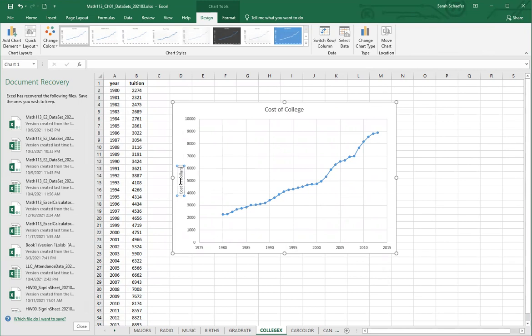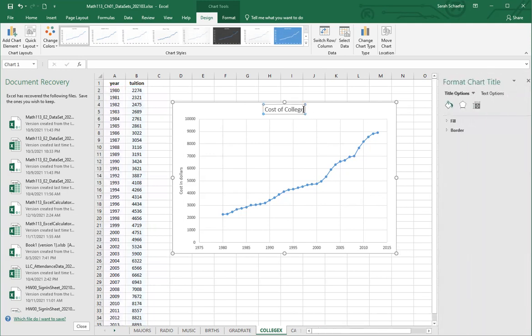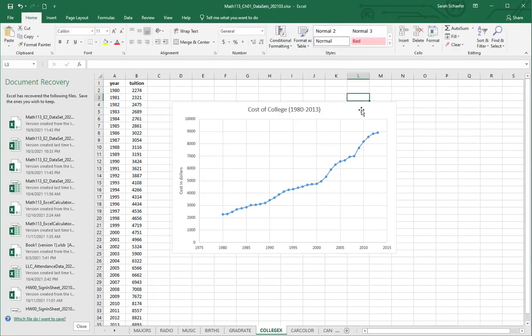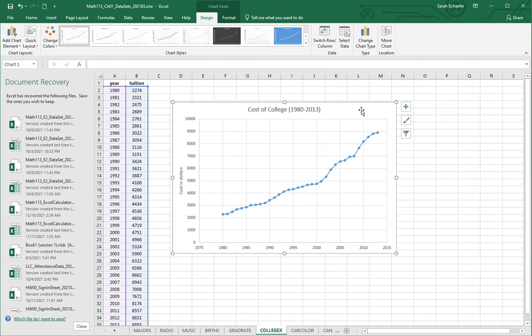So it's good to put those units on there for quantitative variables so people know exactly how these things were measured and what they are. And then it's pretty self-evident. I don't necessarily need a label for the horizontal axis. It's pretty clear those are years. I could maybe adjust the title. I could say Cost of College, 1980 to 2013. Maybe that might make it a little more clear. But for all intents and purposes, there's our time plot. So that's all good to go.